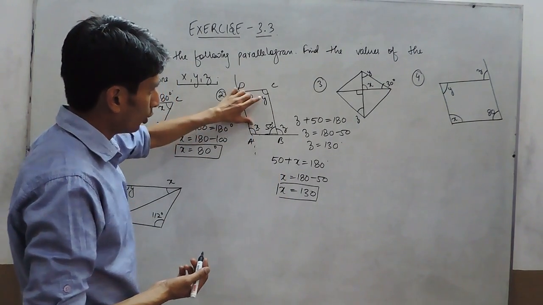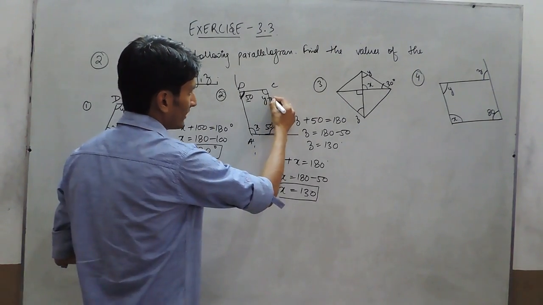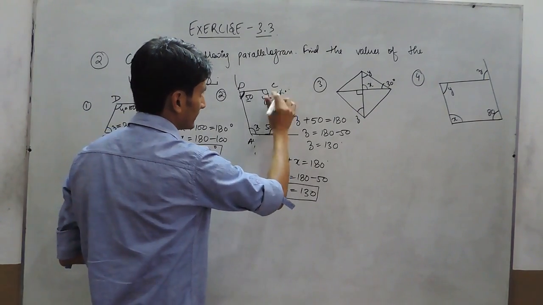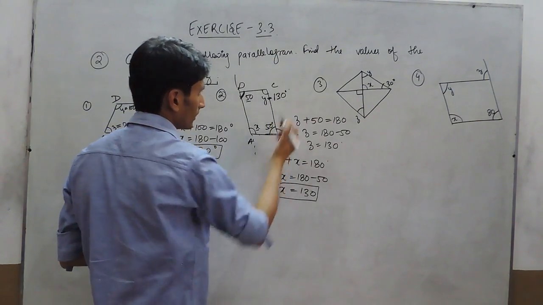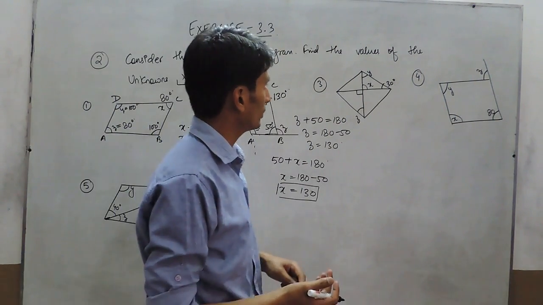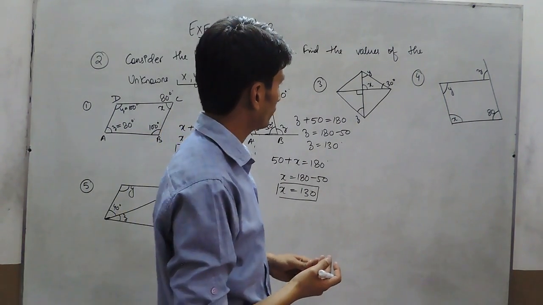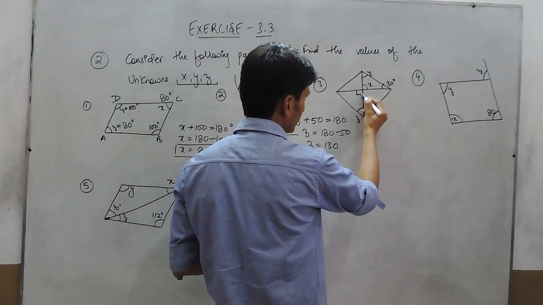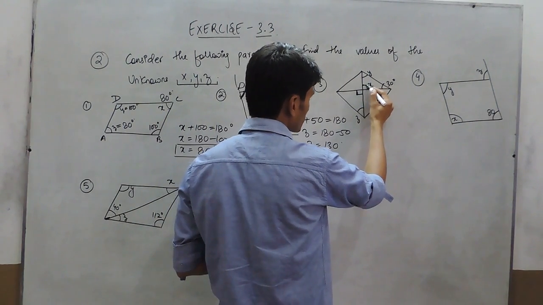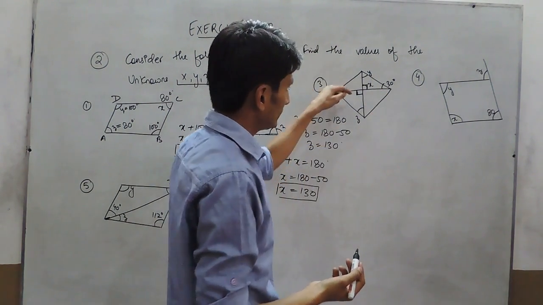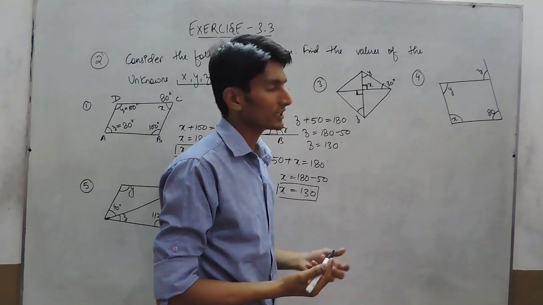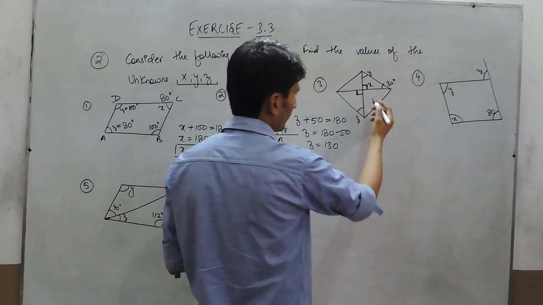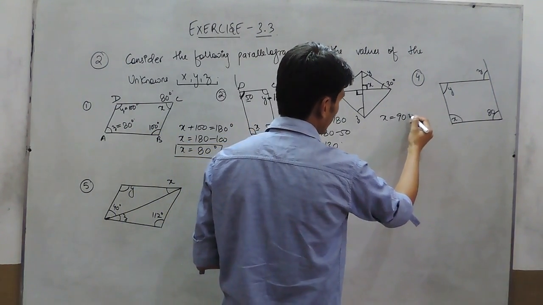Again, we know that the opposite angles are equal. So the value of y must also be equal to 130 degrees. Now question number 3: you are given a parallelogram and you have to find the values of x, y, z. Here, this angle is 90 degrees, so this must be equal to 90 degrees because these two are vertically opposite angles, and we know that vertically opposite angles are equal. So the value of x must be equal to 90 degrees.